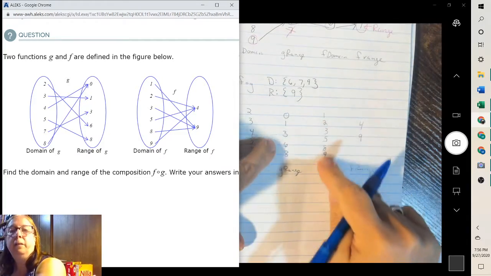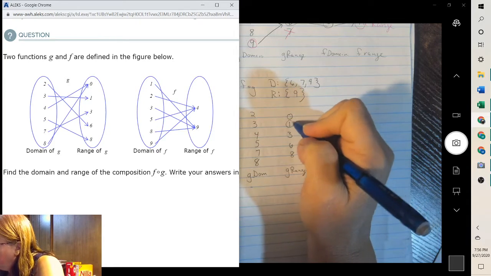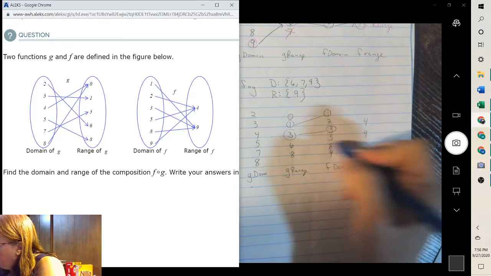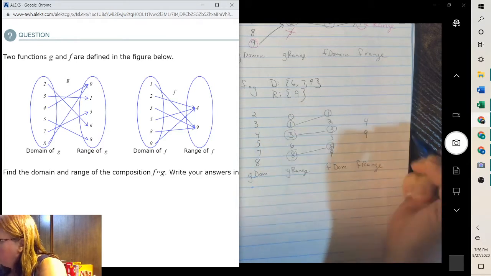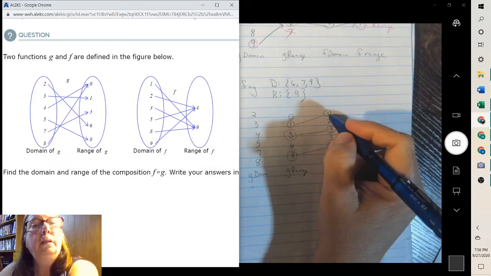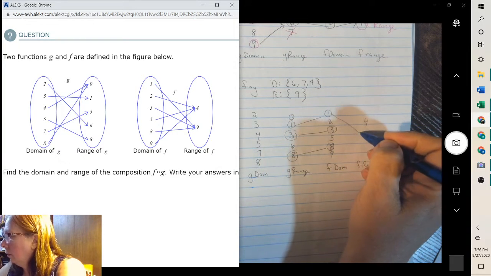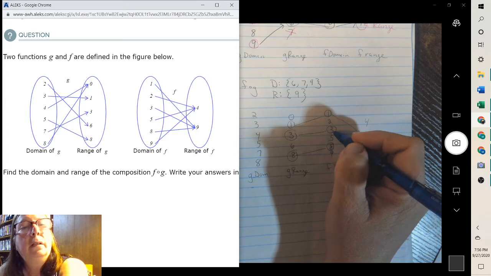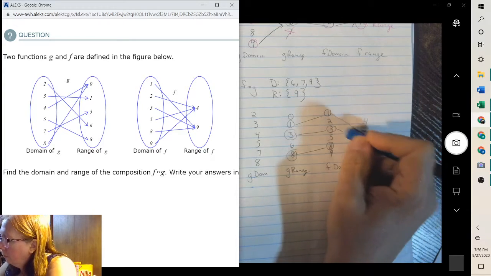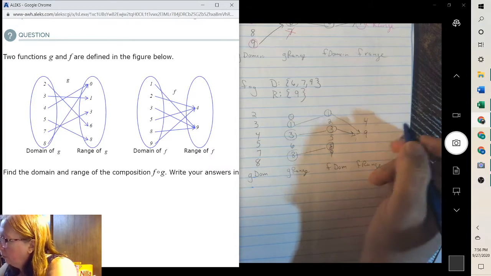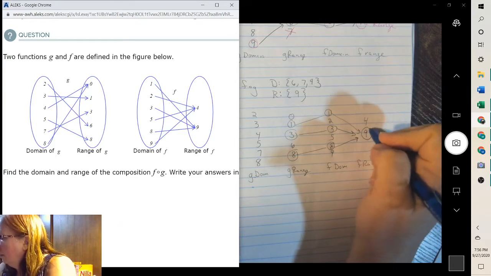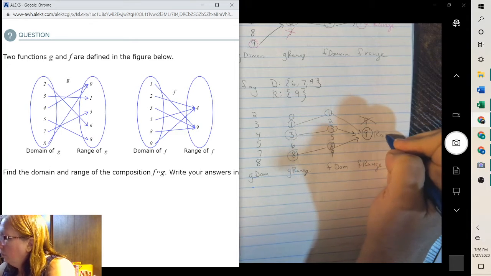So first we find out where the overlaps are in the middle. We have a 1, 3, 6 doesn't, 8. So only those three. We want to see where these go in here. 1 goes to 9. 3 goes to 9. 8 goes to 9. So this is our range.